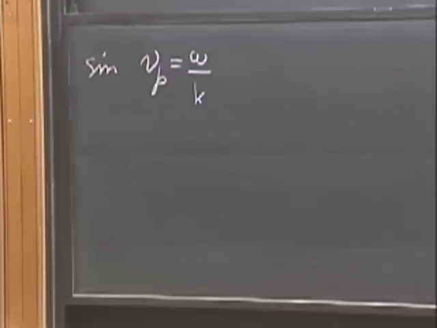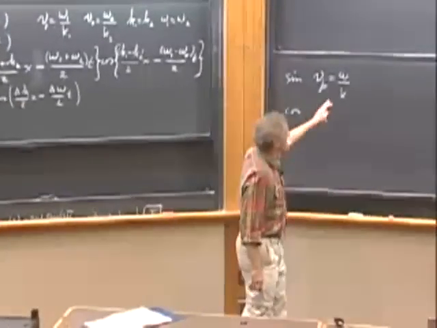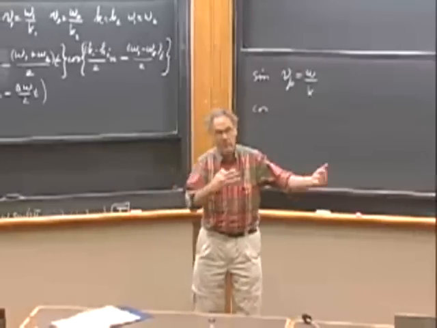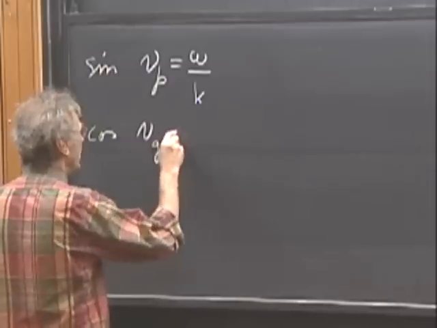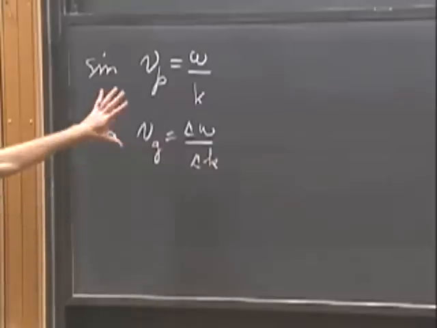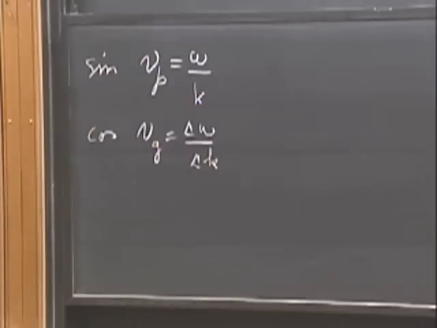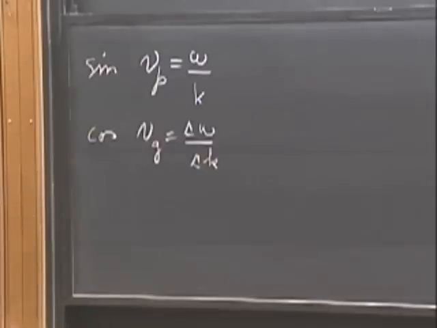But the cosine term has a very different velocity. It has a velocity delta omega divided by delta k. And that is the same as omega divided by k if the waves travel with the same speed. So that v, which we call the group velocity, is delta omega divided by delta k. And if the two are the same, then it's a non-dispersive medium. But if the two are different, then you're going to see that this wave moves with a different speed than that wave. The consequences are even more bizarre.